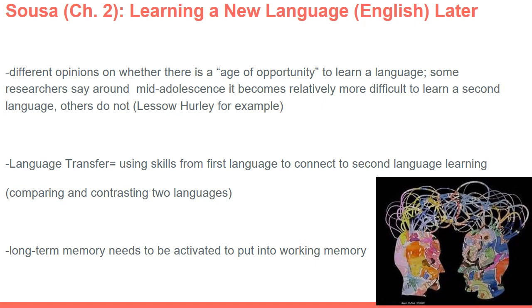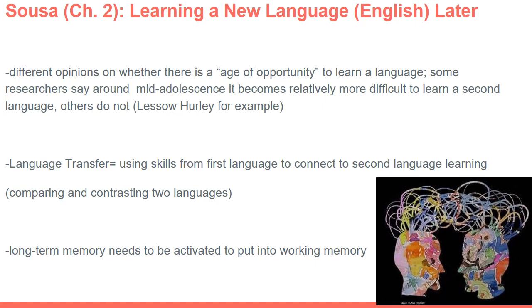There's different opinions about an age of opportunity to learn a different language. For example, Lessow Hurley disagrees with what Sousa says, but they have done studies that show that, once again, normally after about mid-adolescence, if you're learning a second language, most of the time that speaker will have an accent that reflects their native language background. So basically, they'll use some of the native language pronunciation and phoneme patterns to pronounce words in the second language, which could give them an accent in that second language.